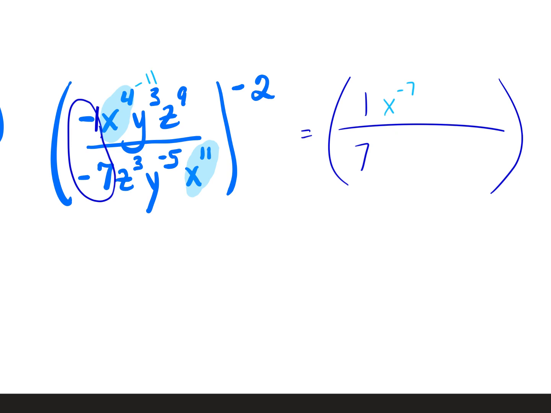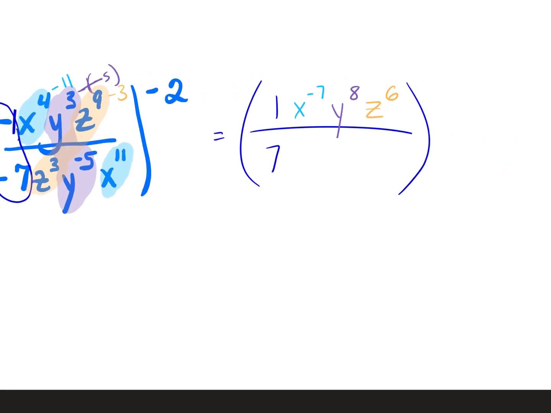Let's do the y's now. So that would be 3 minus negative 5. When we subtract a negative, it turns into plus. So 3 plus 5 is 8. So y to the 8th power. And then with the z's, it would be 9 minus 3. So that would be z to the 6th power. And then everything still has the exponent of negative 2.